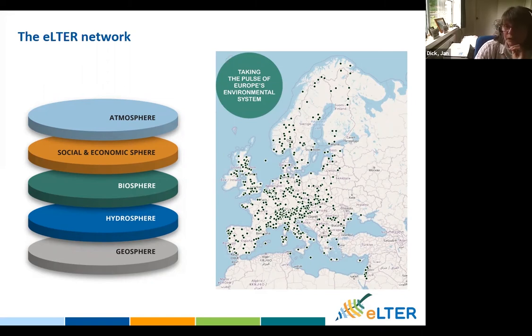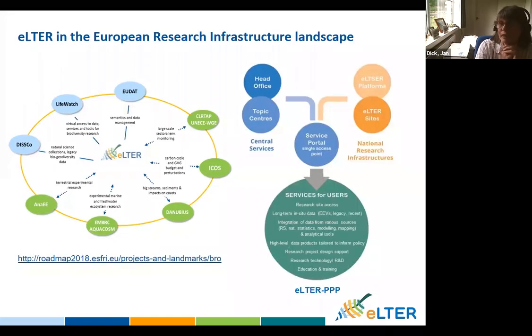So the European network of sites is wanting to become an infrastructure, a European research infrastructure. And there is a link here to show you that we are trying to become part of the ESFRI family of networks. And on the right of the slide, you'll see that the protocols suggest a head office with topic centres. We have the platforms and the sites, and we'll have a service portal looking to collect and deliver high quality data. Now, the European Union has funded a project, the eLTER PPP, which is the preparatory phase project, to try and create this entity.